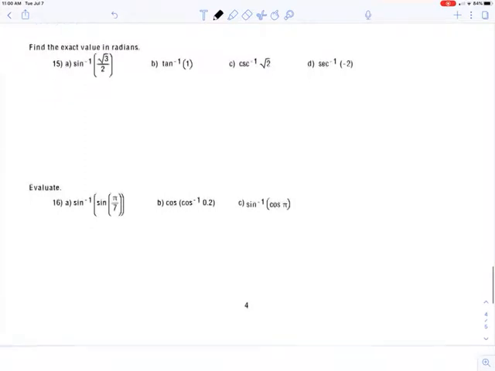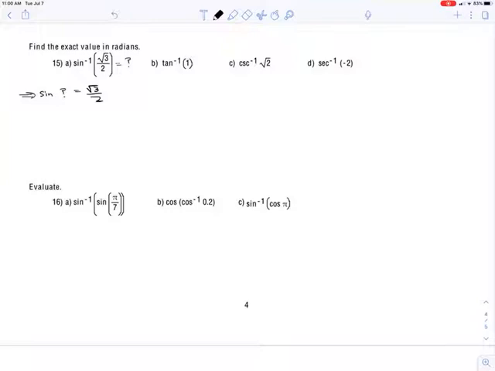Moving on, let's do some properties of inverses. Let's review our inverse properties. It says find the exact value in radians. It says 15 A, B, C, D. It says 15A, sine inverse of square root of 3 over 2. Well, we want to find sine inverse of square root of 3 over 2. Our question is this, right? Again, what does this equal? Sine, right, of what number equals square root of 3 over 2? Right, so that's what we're looking for. We want to find that number.